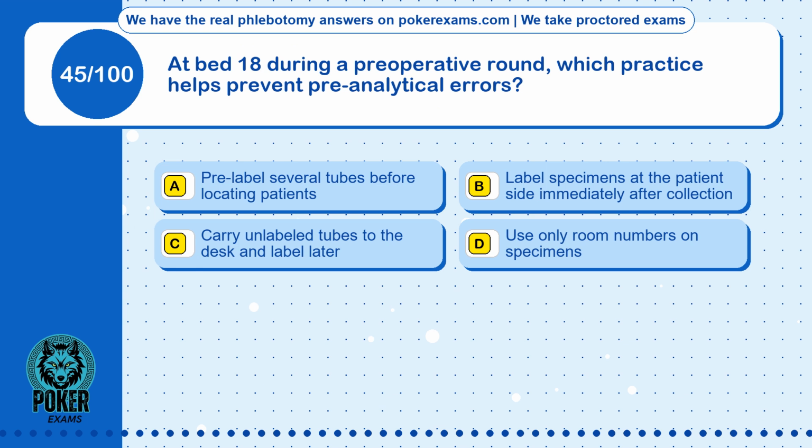Question 45. At bed 18 during a preoperative round, which practice helps prevent pre-analytical errors? Option A. Pre-label several tubes before locating patients. Option B. Label specimens at the patient side immediately after collection. Option C. Carry unlabeled tubes to the desk and label later. Option D. Use only room numbers on specimens.